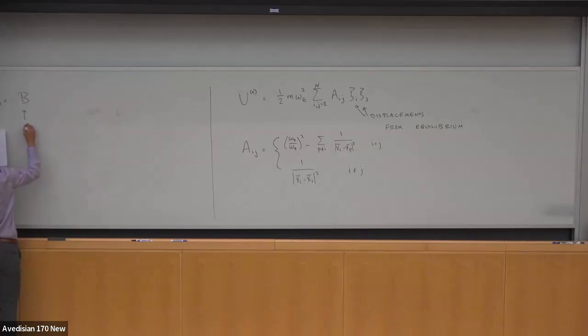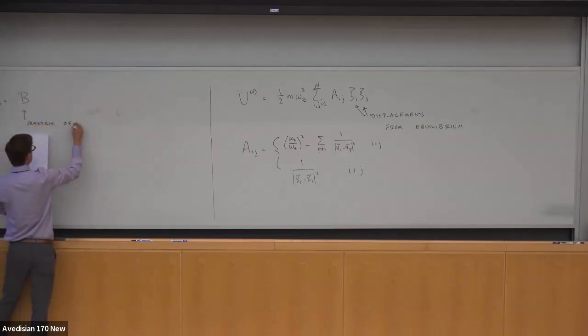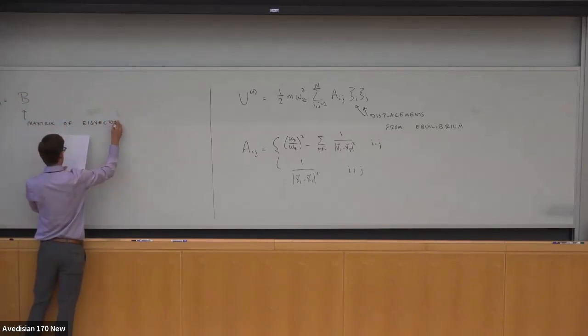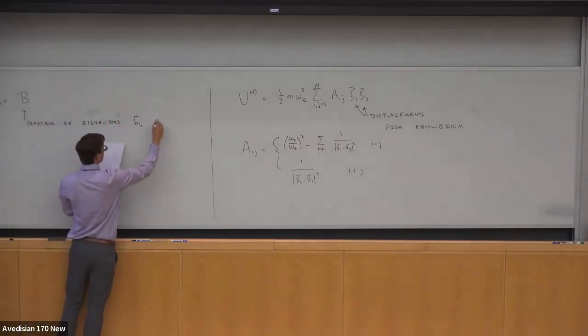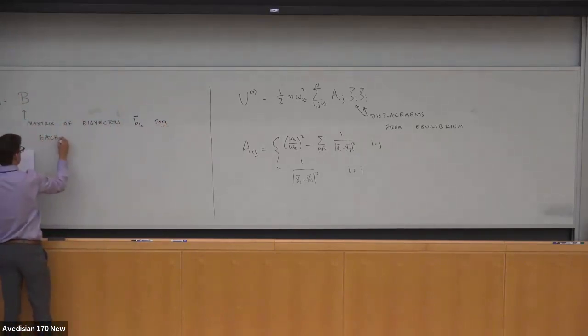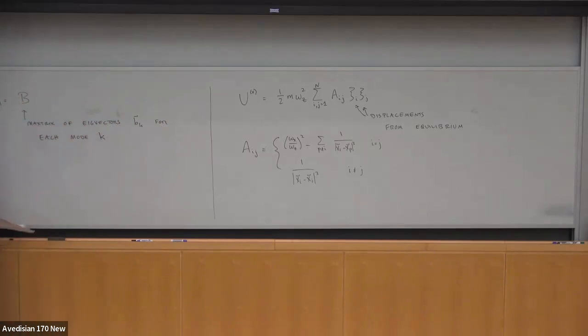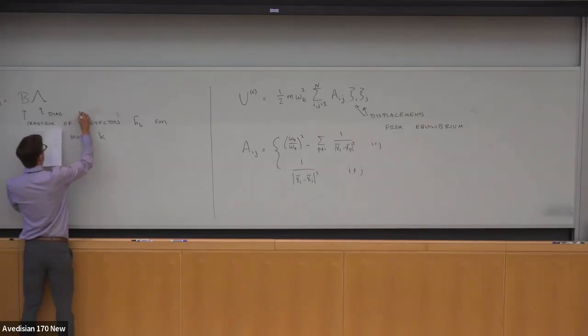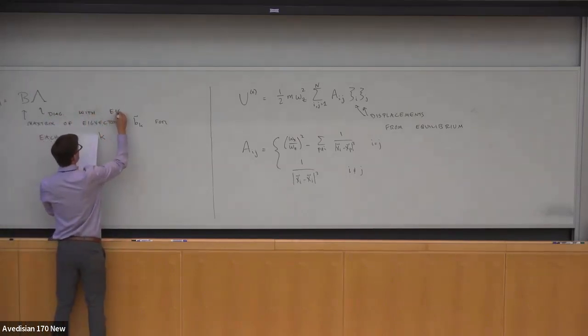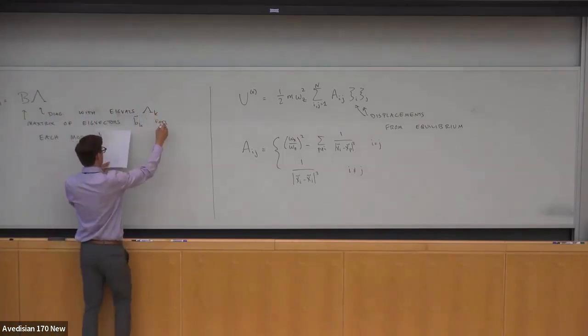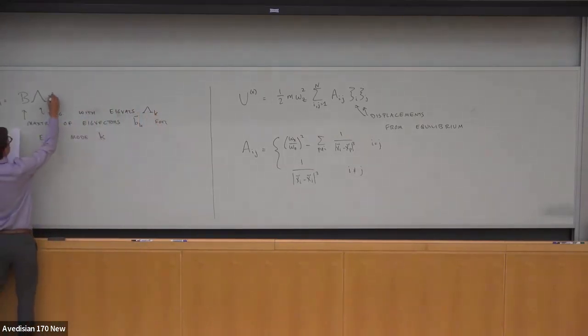Right? So to be formal here, I can write this matrix, capital A, is equal to a matrix B. Okay, so this is a matrix of eigenvectors, B sub k, for each mode k, right? So if I have n ions, then I have n normal mode eigenvectors. Okay, so this is an n by n matrix times capital lambda. This is a diagonal matrix with eigenvalues capital lambda sub k, and then the inverse of that B matrix.